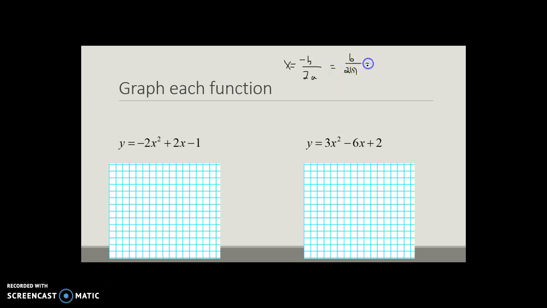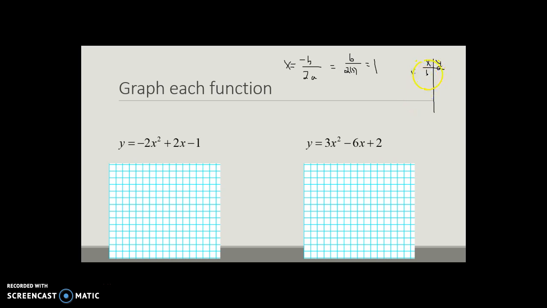2 times 3 is 6, which gives us 1. Okay, and then I'm going to make my table of values. So I have my x coordinates, my y, and our x coordinate of our vertex is 1, and I like to label that 1 so I know this is my center point. This is my vertex. This is where the graph changes direction.